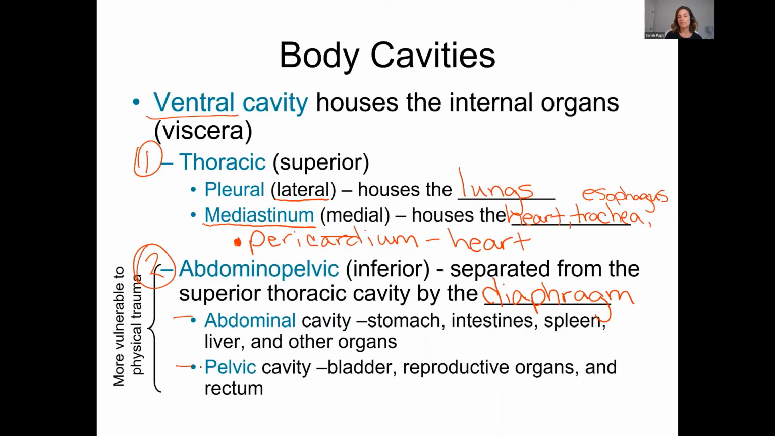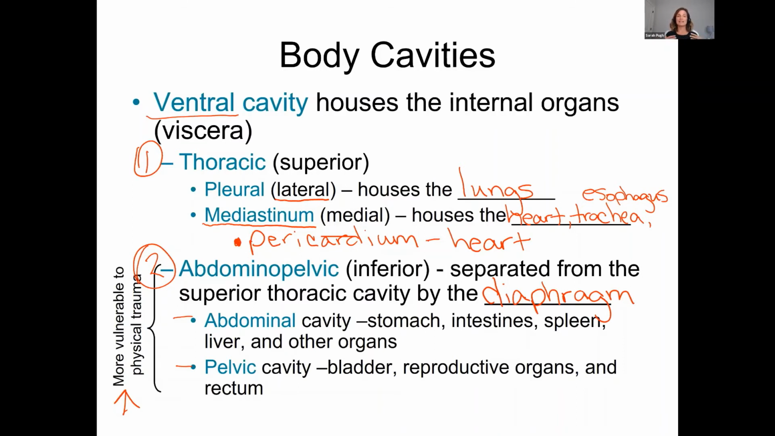Okay. So together, they're all in the abdominopelvic cavity, but we can get more specific, right, and say abdominal or pelvic. So if I said, what cavity is the bladder in? You could say pelvic or abdominopelvic. But if I said be specific, you would say pelvic. Okay. Now, one thing that I also have on this slide off to the side is, remember, the abdominopelvic cavity is going to be much more vulnerable to physical trauma than the thoracic cavity.